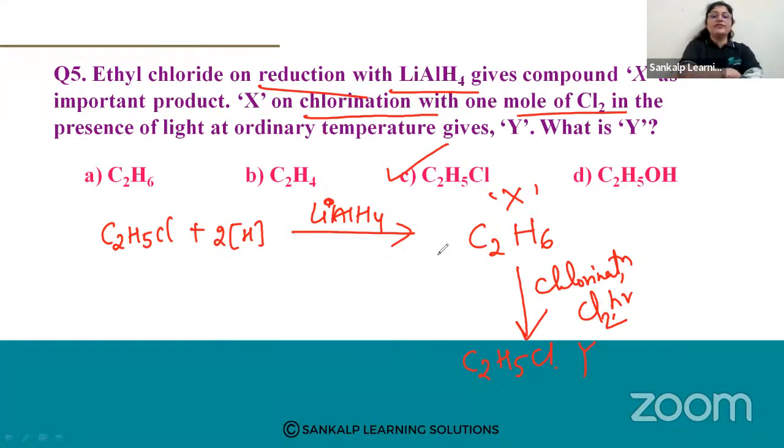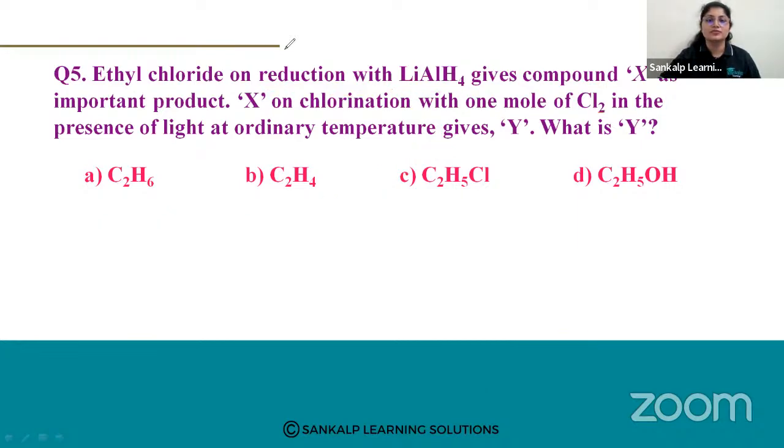So ethyl chloride, we have treated it with lithium aluminum hydride, a good reducing agent. It is adding hydrogen to give you the compound X, which here is C2H6. On further chlorination with 1 mole of chlorine in the presence of light at ordinary temperature, it will give you Y. The Y is ethyl chloride again. So our option C is the right answer. We'll go for the next question.